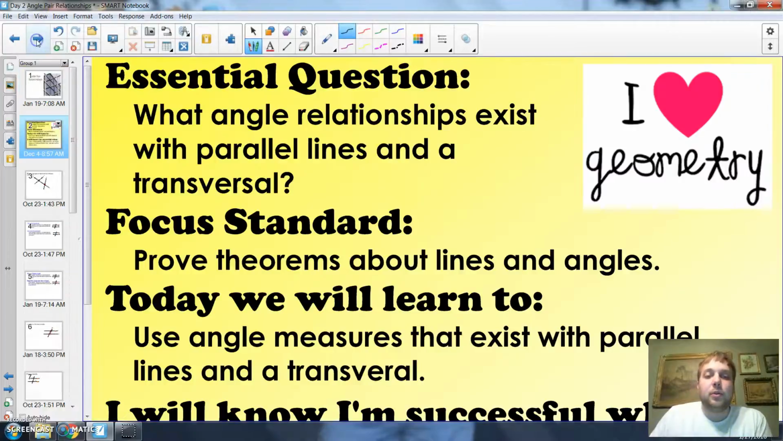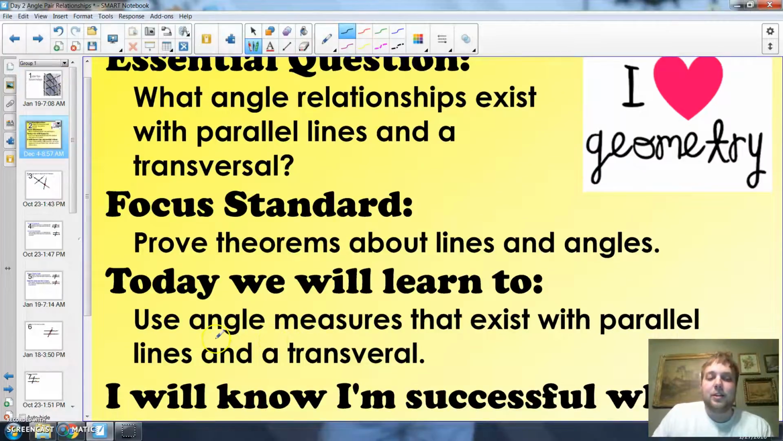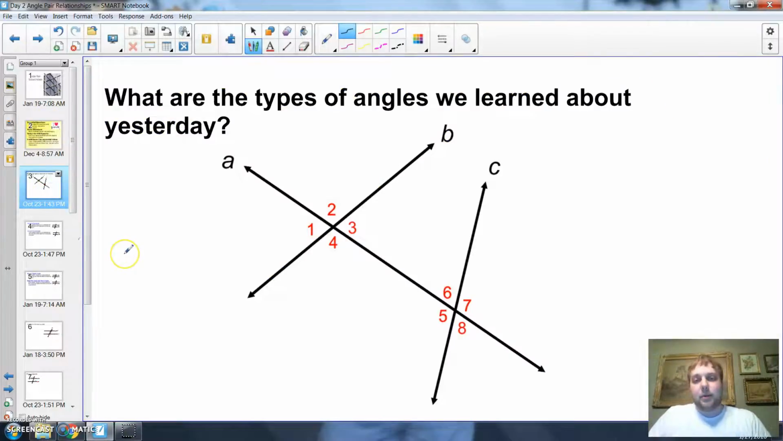All right. So we are going to be really focusing today on using angle measurements that exist with parallel lines. So that's very important we understand. Today we're working with parallel lines and transversals. And remember, transversals are those lines that slice through two or more other lines. And so hopefully you remember transversals. All right, what are the types of different angles we learned about yesterday? Well, we learned about alternate interior, alternate exterior, same side interior, all that kind of stuff.